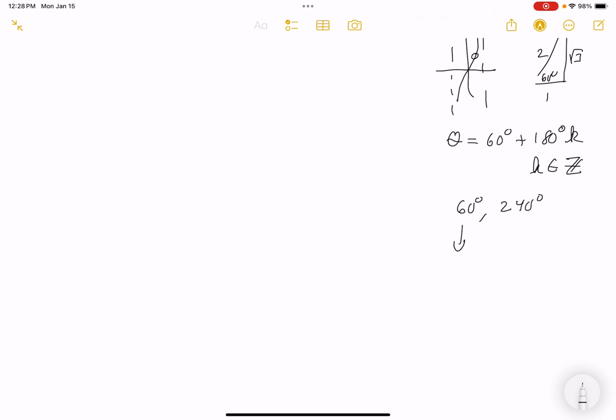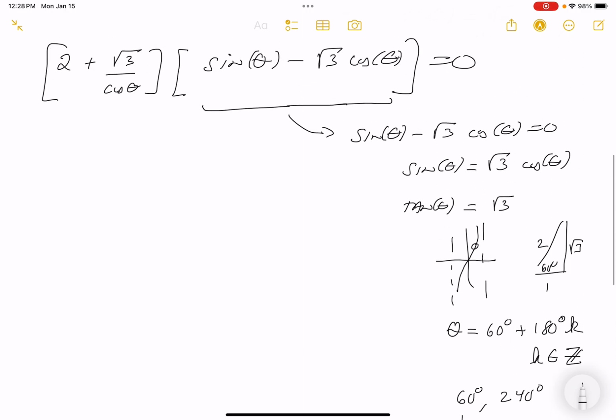All right? Let me write this down in radians, though. And what are you going to get? Well, 60 degrees is going to be pi over 3. 240 is actually 4 times that number, so 4 pi over 3. All right, the other one's a little more complicated. Is this guy over here.